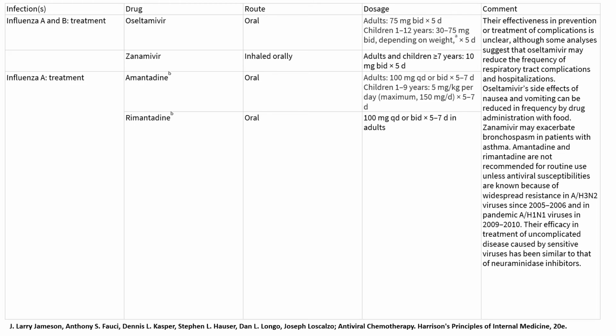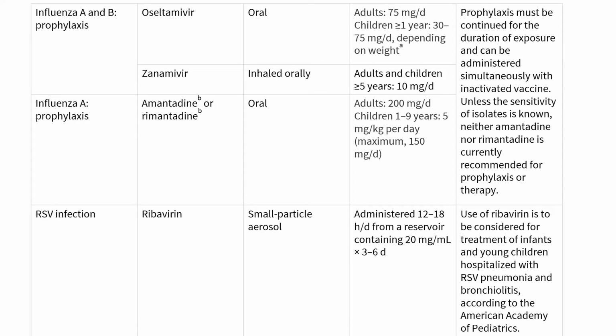Okay. For prophylaxis, we have oseltamivir and zanamivir, and again, amantadine and rimantadine are not recommended in the current guidelines, as mentioned before. Prophylaxis must be continued for the duration of exposure and can be administered simultaneously with inactivated influenza vaccine. Unless the sensitivity of isolates is known, neither amantadine nor rimantadine is currently recommended for prophylaxis or therapy. Respiratory syncytial virus, we have ribavirin by small particle aerosolized ribavirin, and here is the dose.